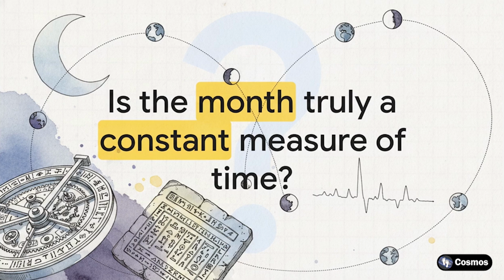If our cosmic clock is fundamentally this chaotic, shifting by hours, and outright refusing to align into neat whole numbers, what does that say about our modern obsession with keeping perfect, rigid time? Think about that the next time you look up at a new moon.